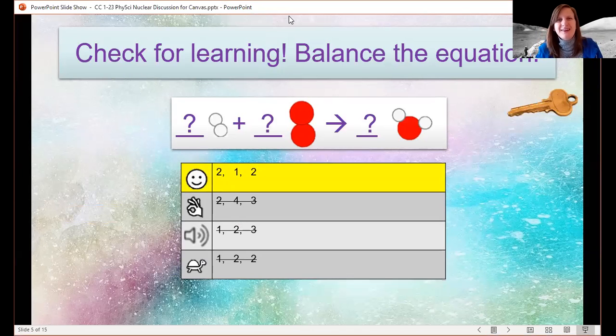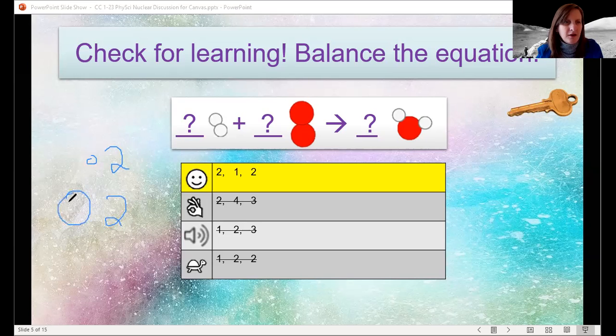Okay, so here was our answer. Hopefully you got this one right. I will give you a round of applause in case you did. And if you did not, I'm going to go through and show you how to solve it. So I start off with the reactants. I've got 2 of the small white circles, and I have 2 of the big red circles. In the products, I have 2 of the little white circles and 1 great big red circle.